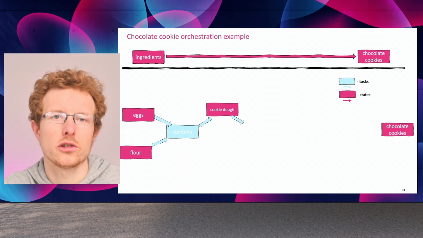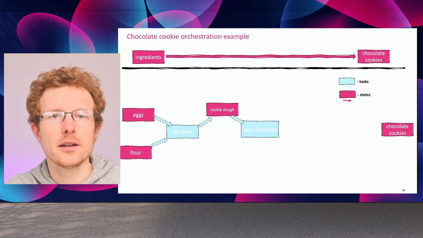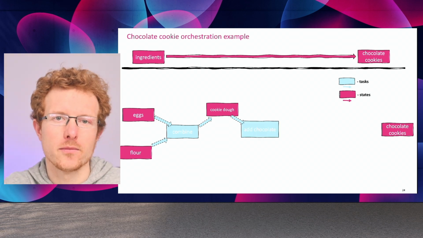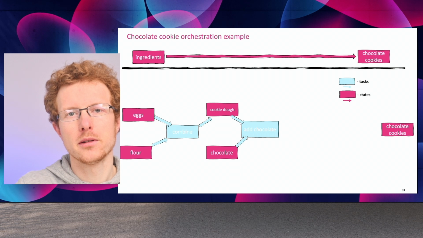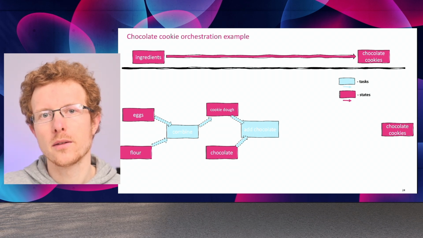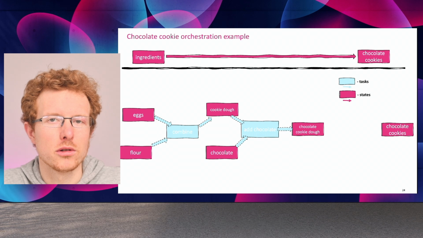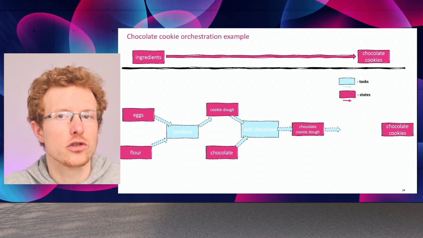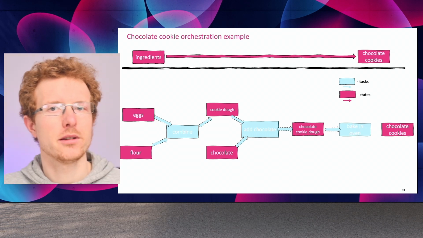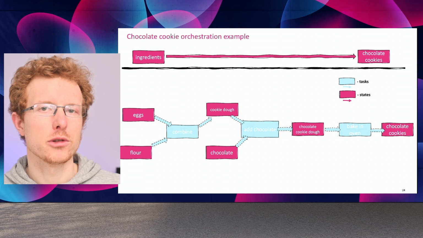And we need to process the cookie dough further and need to add chocolate. So we combine it further with chocolate. And the output of this is a chocolate cookie dough. Obviously, it's not yet the finished cookie. We need to bake this in the oven, but then we have the cookies.